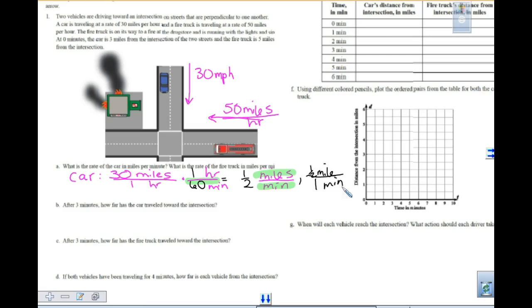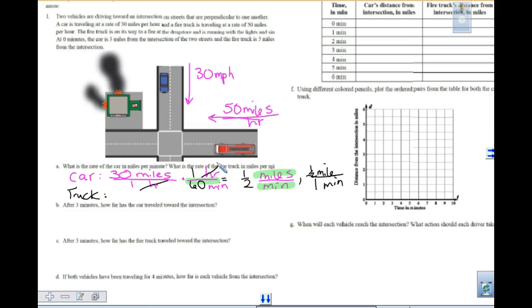Okay. You are asked next to do the truck. Same thing, right? And what happened here was I canceled out those units, right? Unit over unit, hours over hours, they cancel. Now, this one is all going to be about these two vehicles meeting at the intersection. So you're going to say, after 3 minutes, how far does the car travel? After 3 minutes, how far does the fire truck travel?